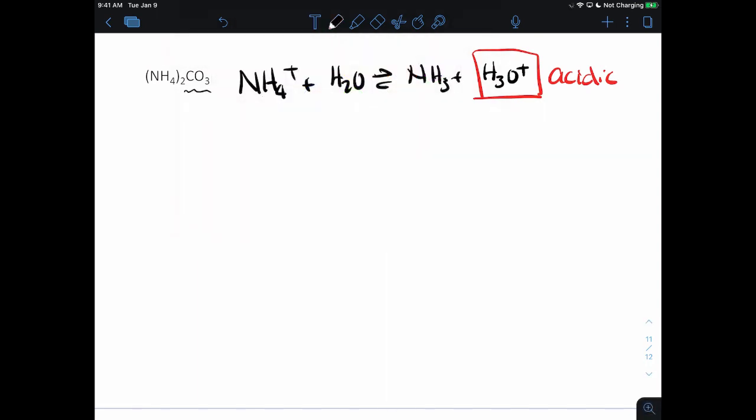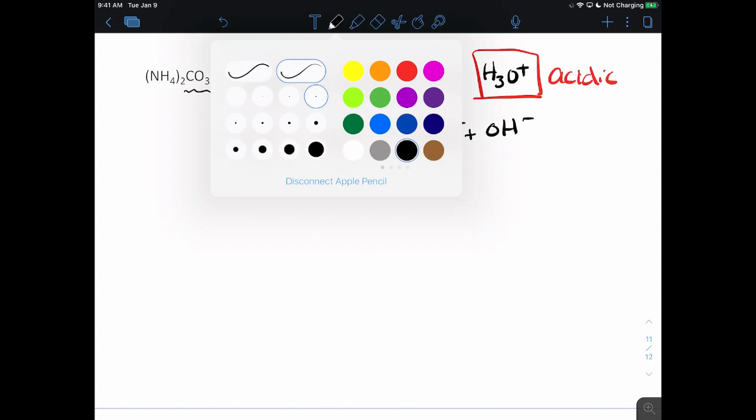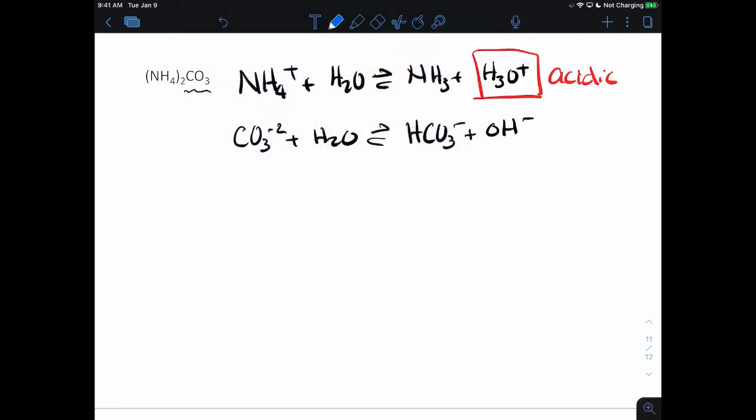The anion here is CO3 2-. We're going to react it with water. You can only protonate one at a time, so we're going to only add one H. And then we've got some leftover OH-. Check our products for strong acids or strong bases. We don't have one. And I've got an OH-, which says it's basic.